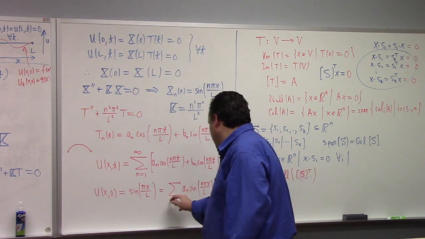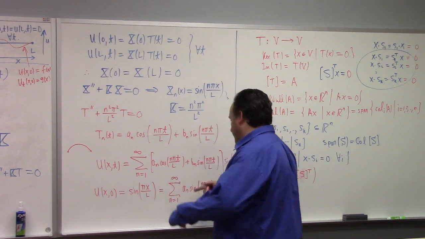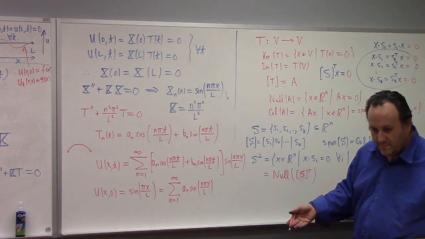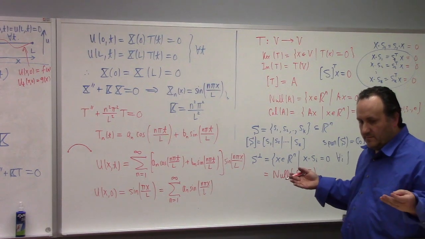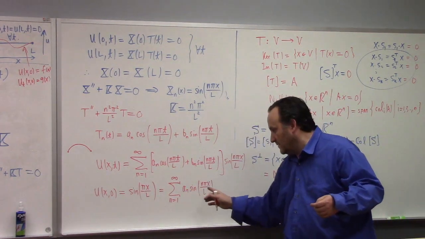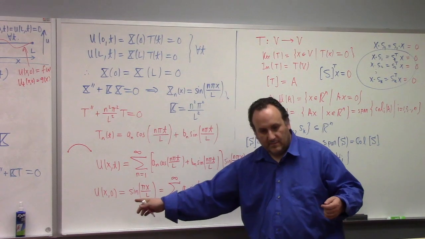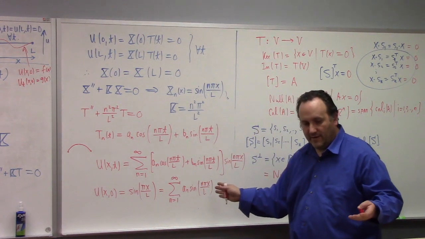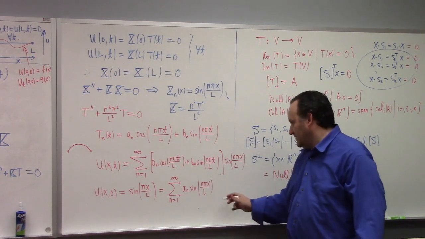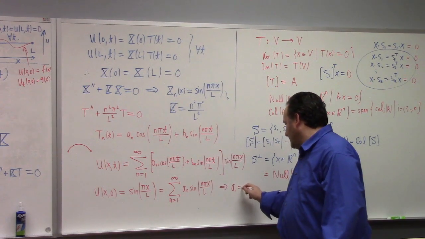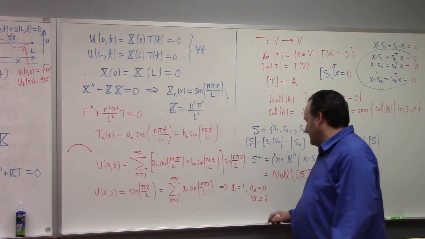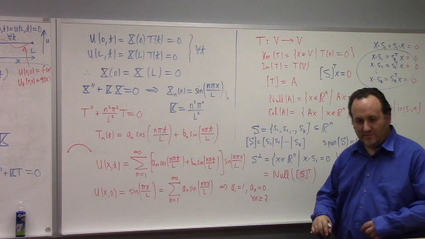Now, the thing is, sines are an orthonormal set of eigenvectors on the Lebesgue integrable functions on 0 to L. They're orthogonal, which means you can equate coefficients. This says A1 is 1, and A2, in fact all the higher A's, are 0. So this implies A1 equals 1, and A sub n is equal to 0 for all n greater than or equal to 2. At the moment, the B sub n's are totally free.